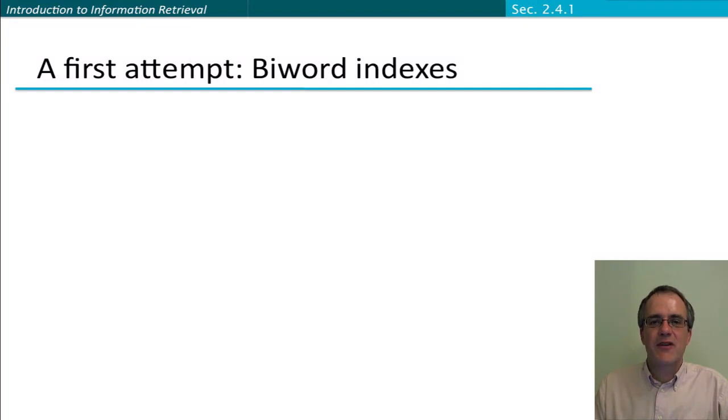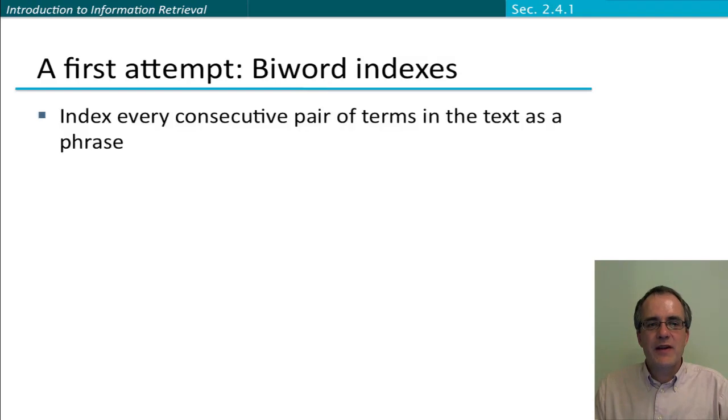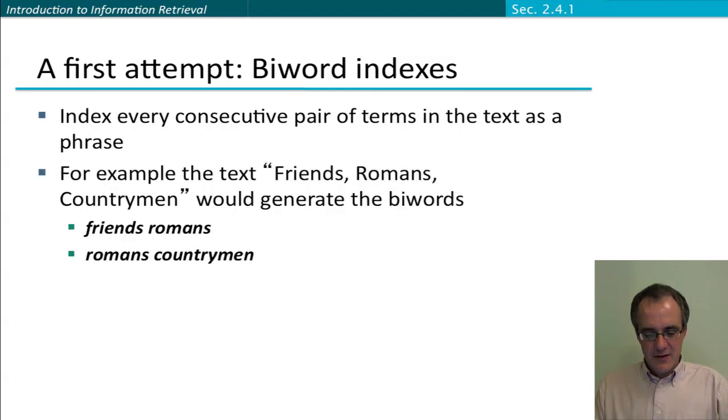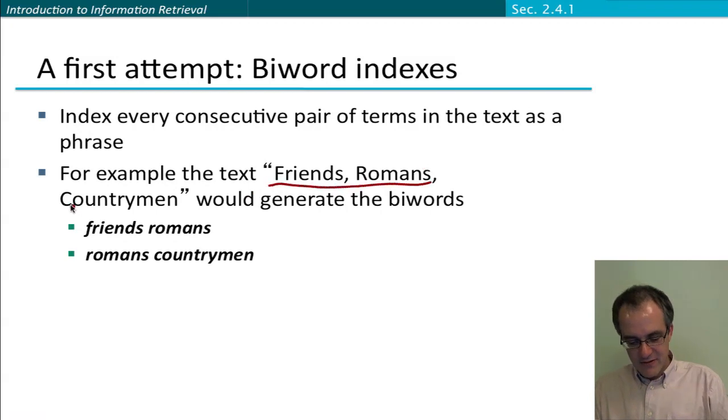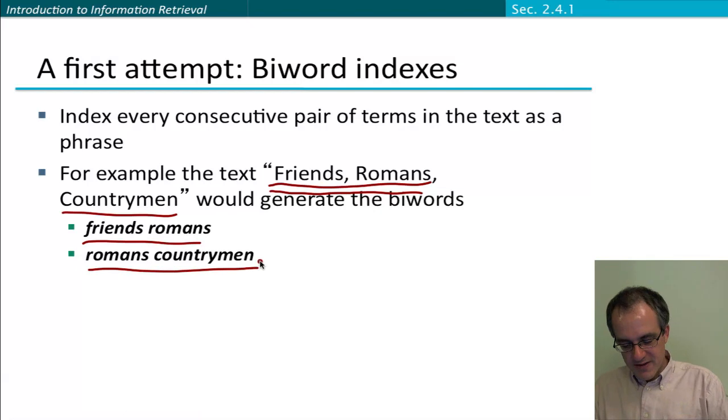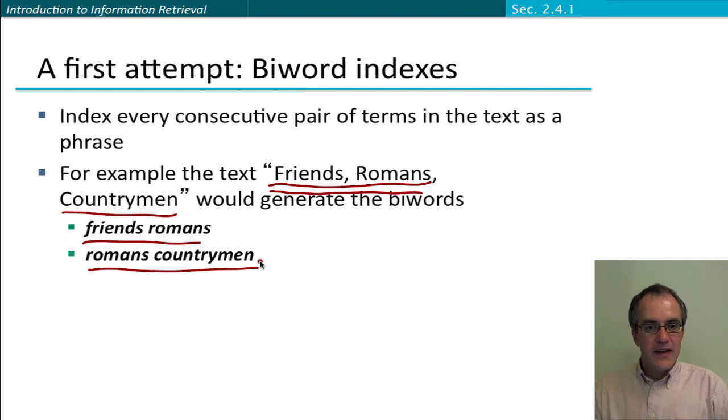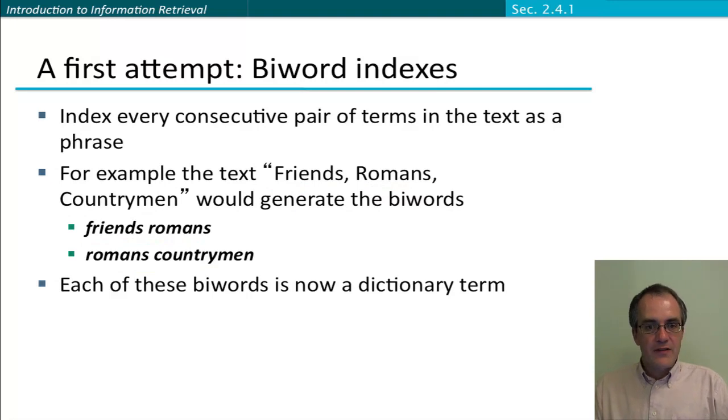One way to solve this problem is the idea of a biword index. So for a biword index, what we do is we index every consecutive pair of terms as a phrase. So for example, if we have this text here, friends, Romans, countrymen, we generate the biword of adjacent words friends and Romans, and then we generate the biword Romans, countrymen. And each of these biwords is now a dictionary term.